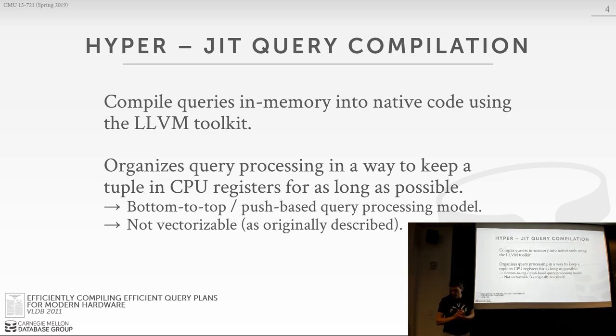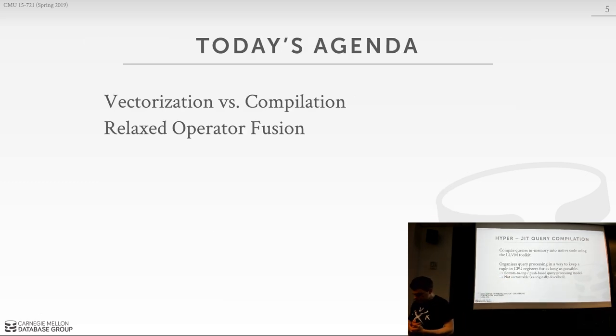So the question we're trying to figure out here is which of these two approaches is actually going to be better. Also, the HyPer one, as written in the paper you read and from the original HyPer compilation paper, doesn't vectorize any operations. So this is scalar operations on a single tuple. We'll see how to actually fix this at the end, what we've done here at Carnegie Mellon. So the title of this is not exactly correct.